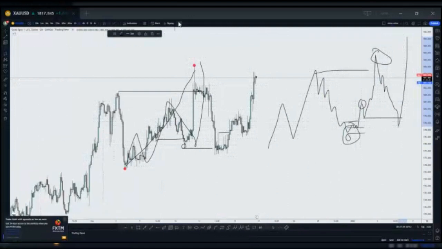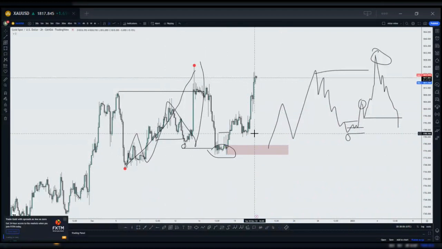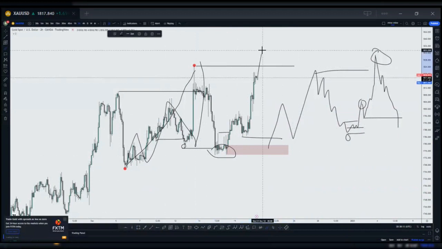Okay, so now having something similar to what's happening here, we now have this POI. Now we have a change of character as well. This becomes a POI for observation, and this would be an internal range structure as an inducement once price clears out this weak high.